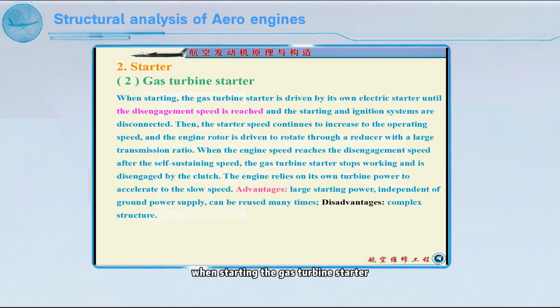When starting, the gas turbine starter is driven by its own electric starter until the disengagement speed is reached and the starting and ignition systems are disconnected. Then the starter speed continues to increase to the operating speed, and the engine rotor is driven to rotate through a reducer with a large transmission ratio. When the engine speed reaches the disengagement speed, after the self-sustaining speed, the gas turbine starter stops working and is disengaged by the clutch. The engine relies on its own turbine power to accelerate to the slow speed.